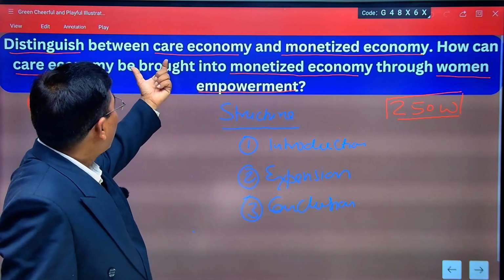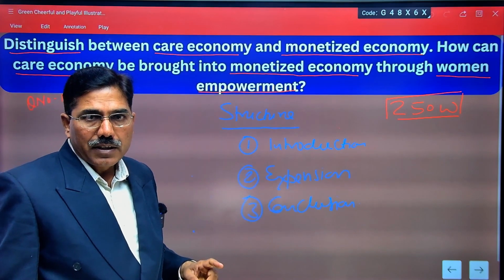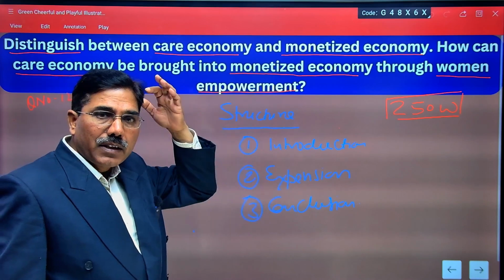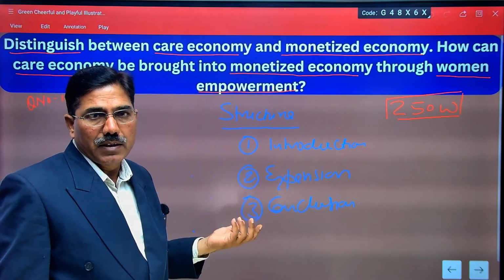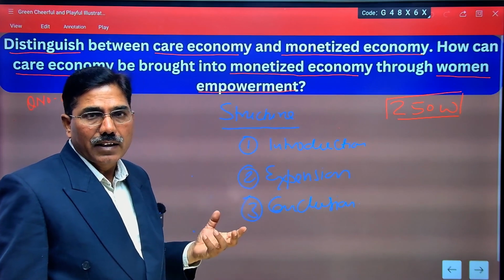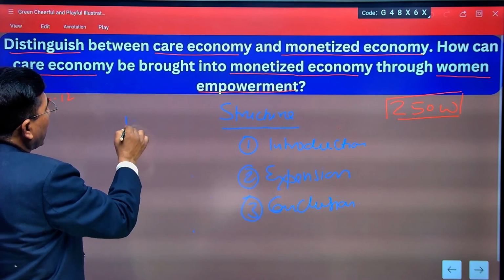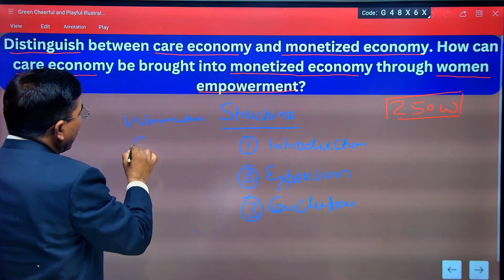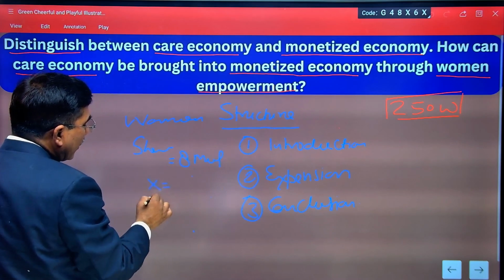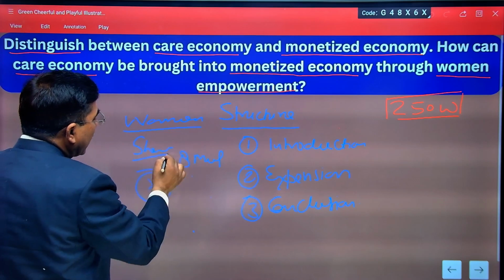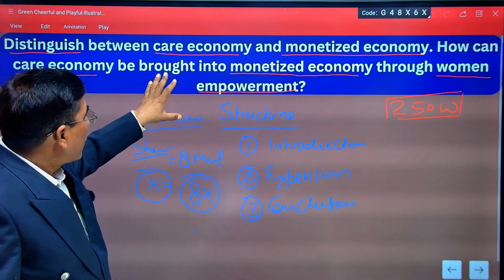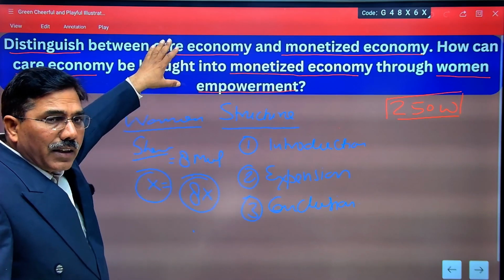Actually, if you begin to estimate and recognize the care economy, its value is not less than the monetized economy. In most families, women are not doing jobs. The labor force participation rate of women is always less in comparison to males. But women's share in the care economy is 8 times that of males. If males contribute X quantity, then women's contribution in the care economy is 8X. It means our women participate much more than males in the care economy.